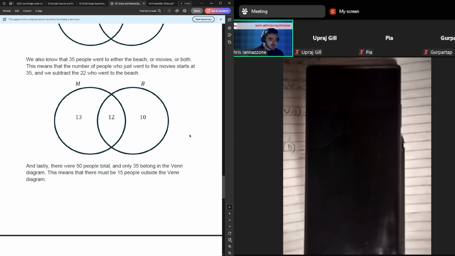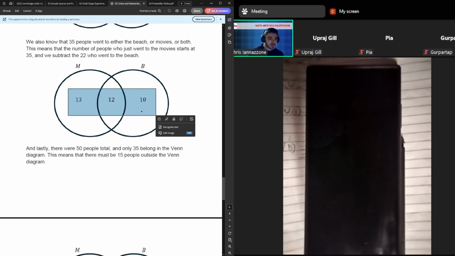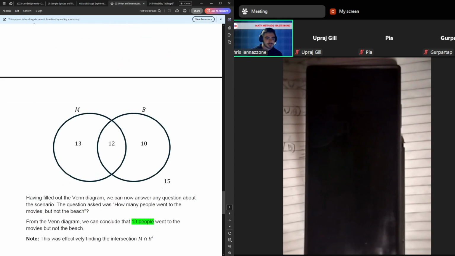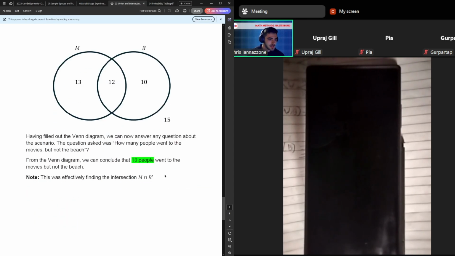And lastly, there were 50 people total. Currently there's only 35 in the Venn diagram. This is where you're going to have stuff on the outside of the Venn diagram, or at least this is the intersection of M not and B not. So this is actually pretty common to have. It's common to have stuff outside of the sample space. And then once you have your Venn diagram, you can answer pretty much anything you want.